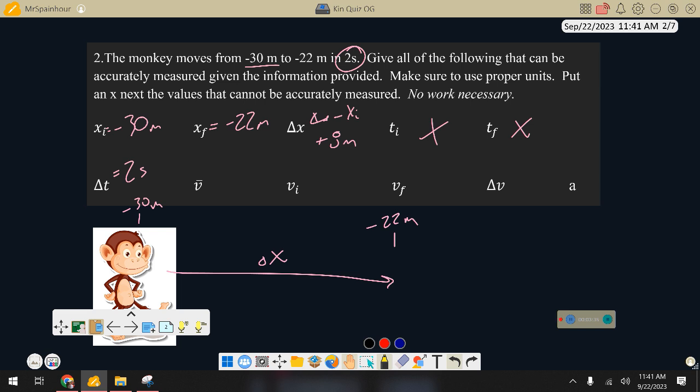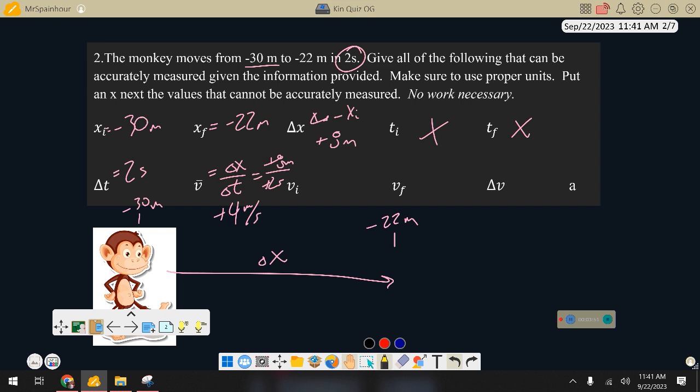Next, do I know average velocity? Well, by definition, change in position over change in time. Since we know both of those, this is positive 8 meters, and that's positive 2 seconds. So the average velocity is 4 meters per second.